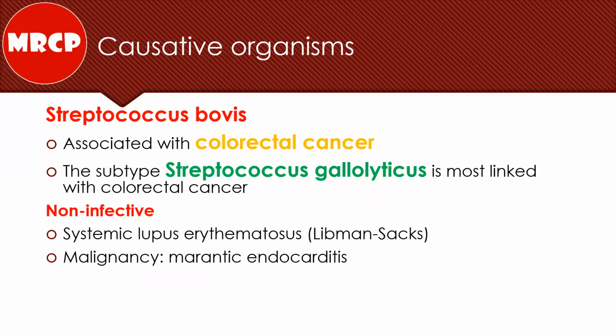Okay, there is another important organism here, which is Streptococcus bovis. Streptococcus bovis is associated with colorectal cancer. There is a subtype of Streptococcus bovis called Streptococcus gallolyticus, and you will find this Streptococcus gallolyticus in some questions in the question banks that you have.